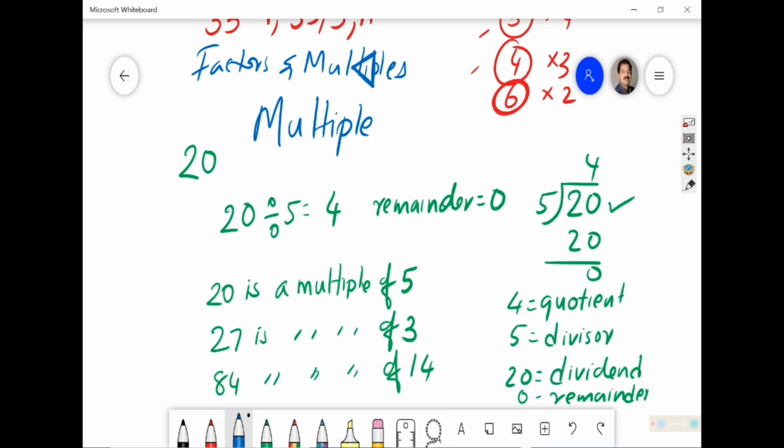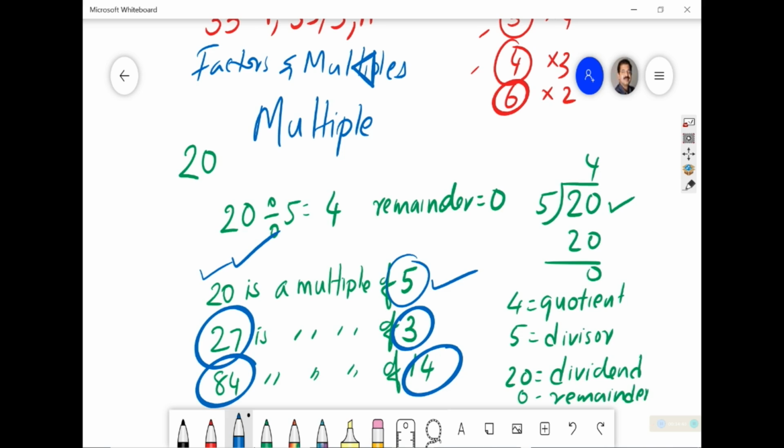So 20 is a multiple of 5. 27 is a multiple of 3. 84 is a multiple of 14. And 84 is a multiple of 6 also. 27 is a multiple of 9 also. 20 is a multiple of 4 also, because this gives the answer. So the concept of multiple and factor, multiple and divisors are very closely related.